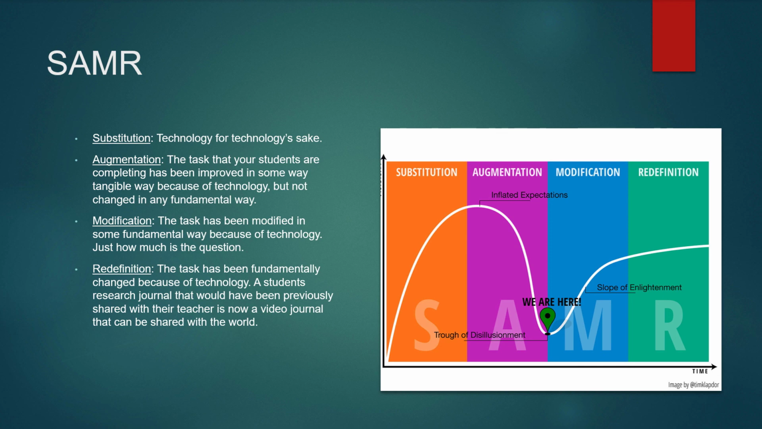Speaking of which, modification is a more fundamental change, while redefinition is the area in which technology has fundamentally changed a learning task. My example here, which is influenced by my work as a research librarian, is the difference between a research journal that is handwritten or typed and a research video journal that could be shared with anyone. Evaluating technology by where it stands on the SAMR scale can be a useful way of choosing tech-based activities in the classroom.